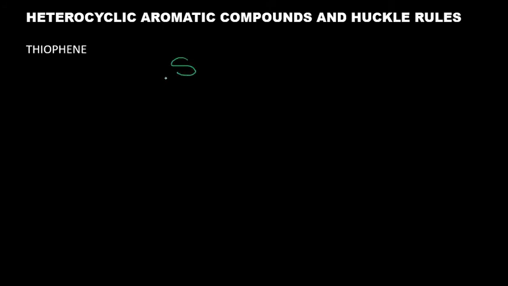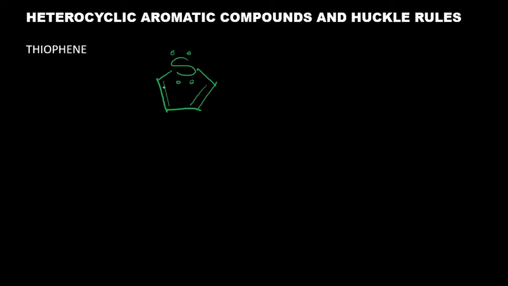This is our sulfur. So we have our thiophene, and sulfur has lone pairs on it. It has two lone pairs on it, and we have our double bonds here and here. Okay, so we are trying to find out if this compound is aromatic or not aromatic. So we know that it is cyclic. Of course, it's cyclic.